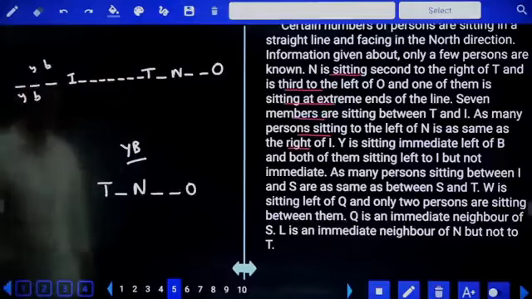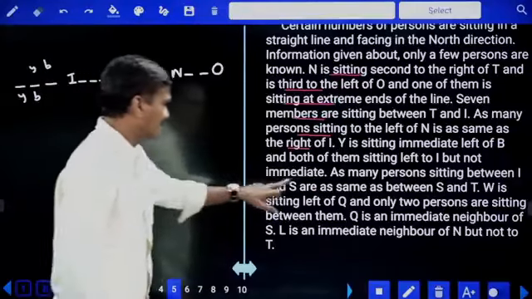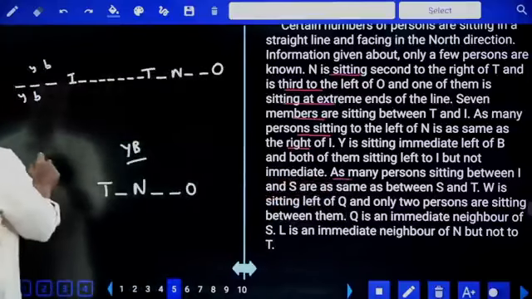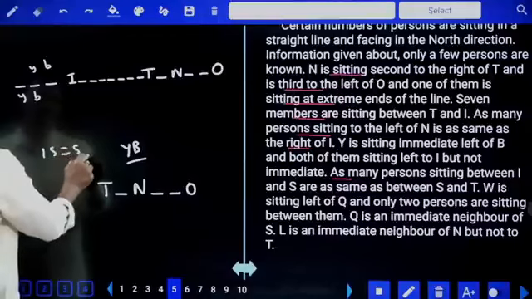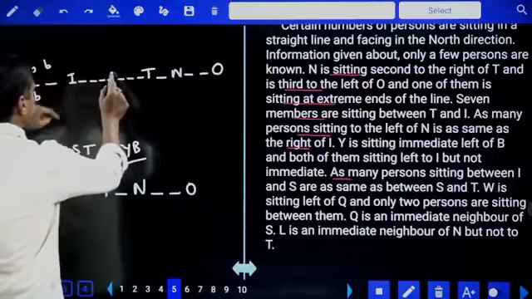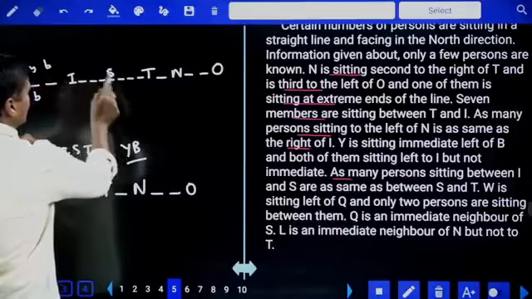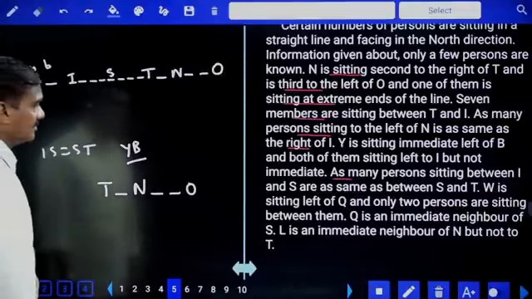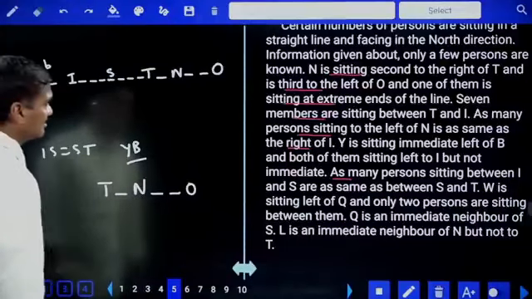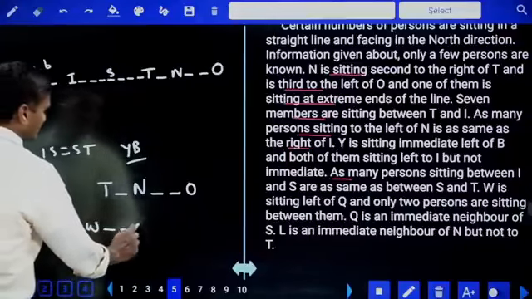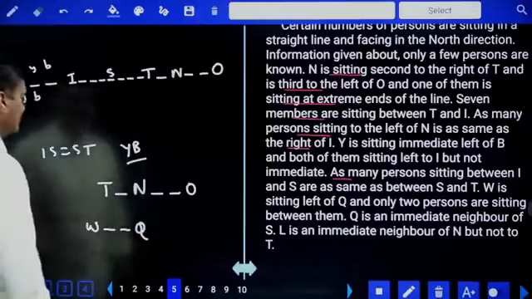Two different possibilities. And as many persons between I and S, same between S and T. I and S equals S and T, and this S must be exactly between I and T. Hence I must be here. I and S 3, S and T 3. W is sitting left of Q, and only 2 persons are sitting between them, W and Q.